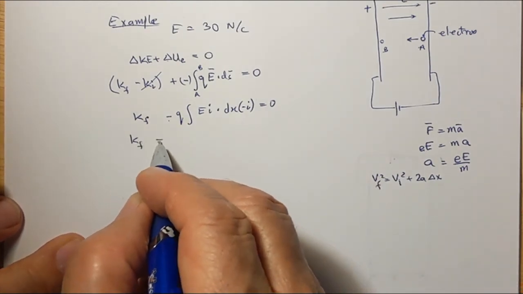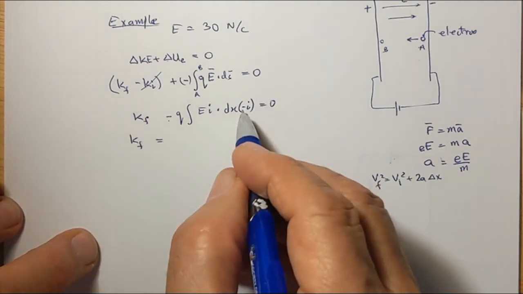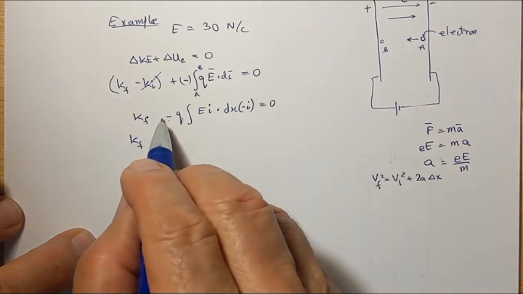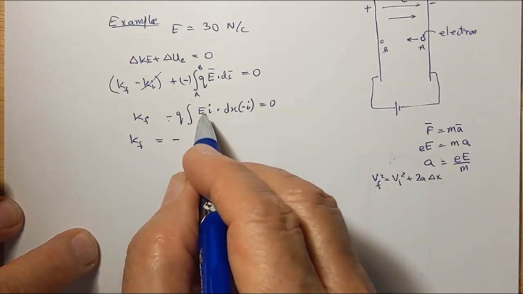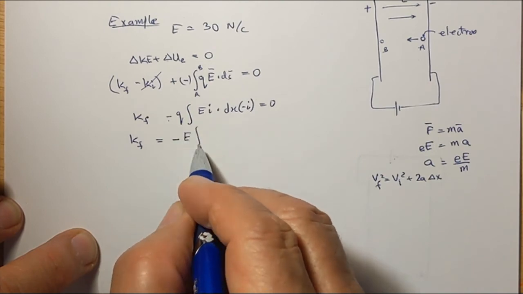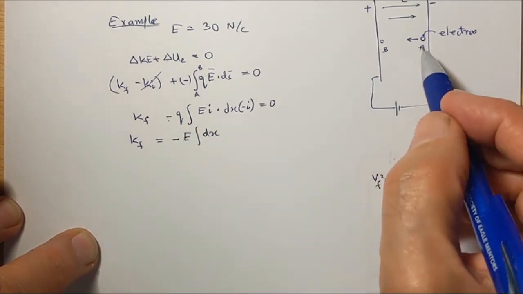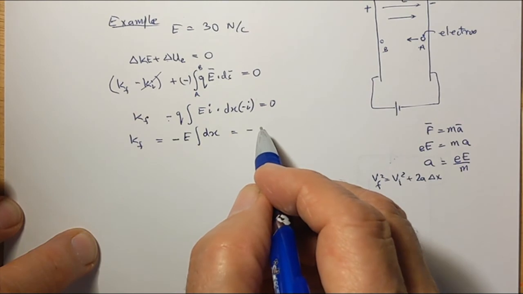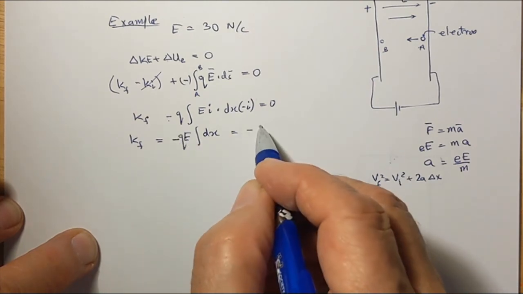So K initial is 0, so we simply have K final minus this equals 0, and so the final kinetic energy, if we take this to the other side, the two negatives make a positive, and bringing it to the other side becomes a negative. The E is constant, an integral of dx from A to B, so that's simply minus qEd.